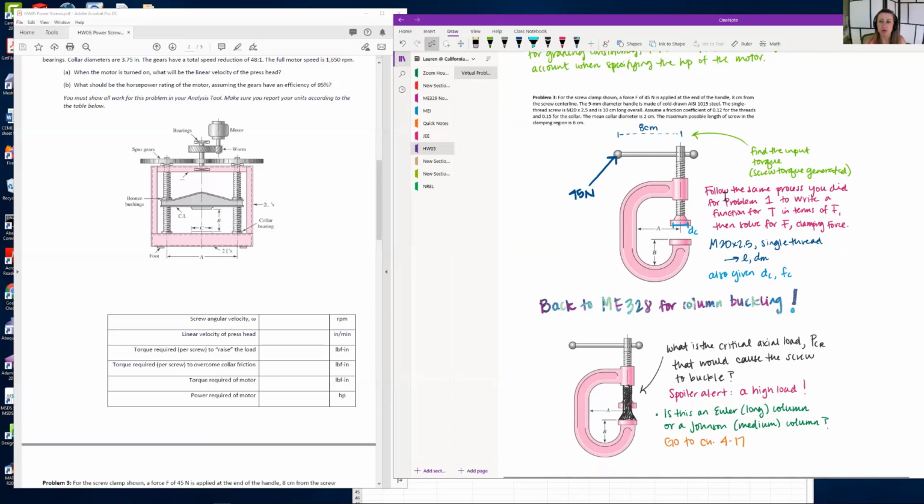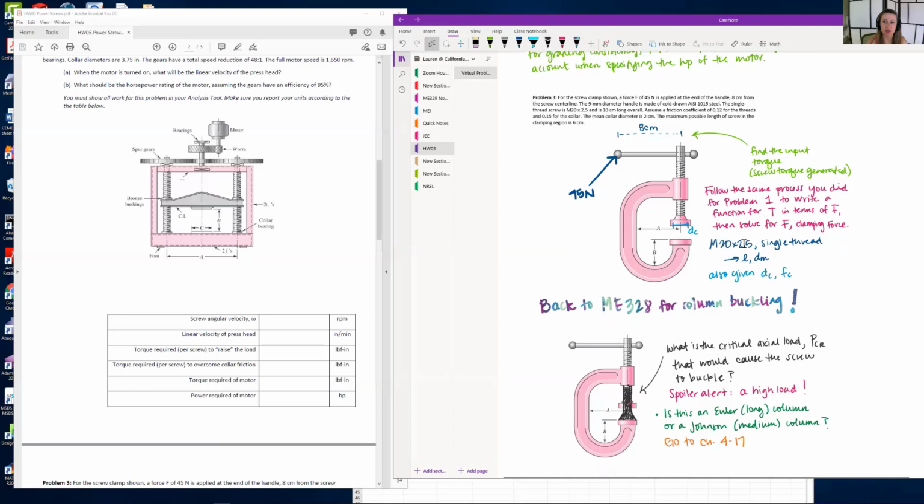And then follow the same process you did for problem 1 to write a function for T in terms of F, then solve for F, the clamping force, making sure to account for both the torque required to overcome collar friction as well as to provide the clamping force. So you have all the inputs you need for this.